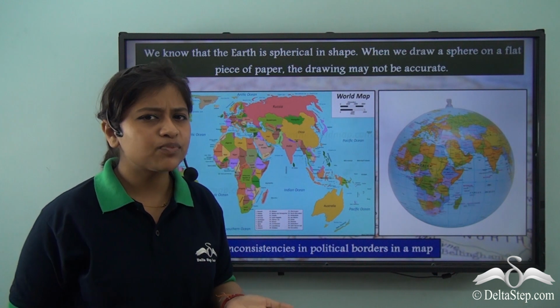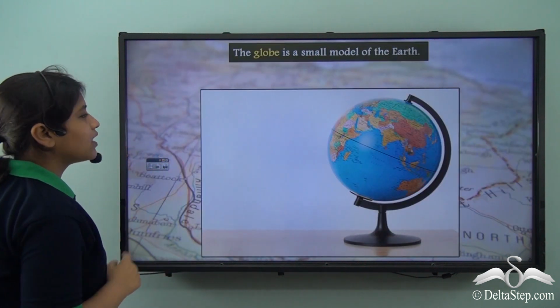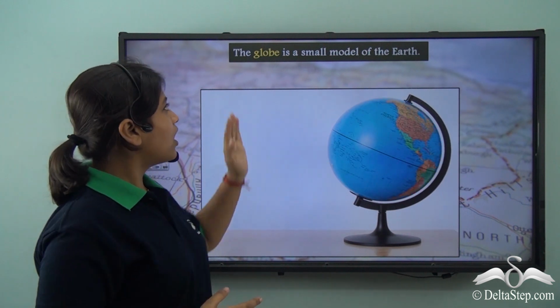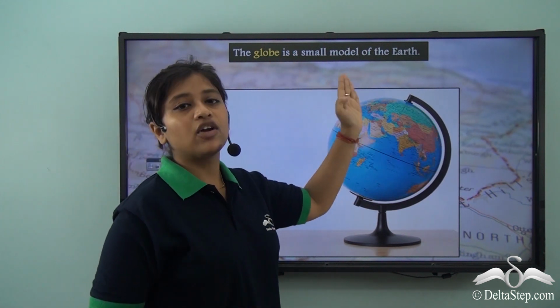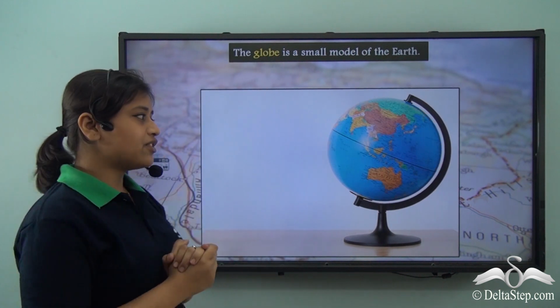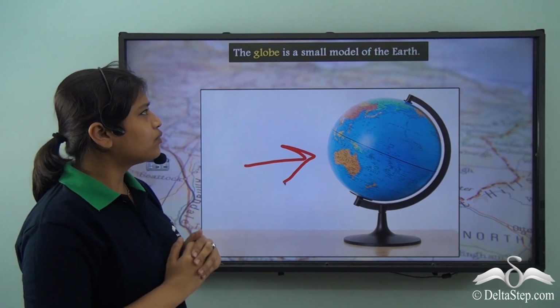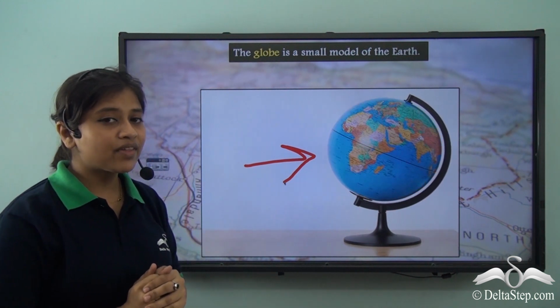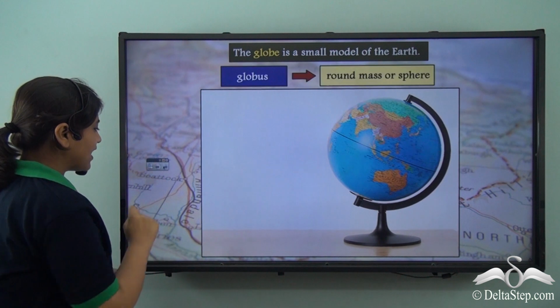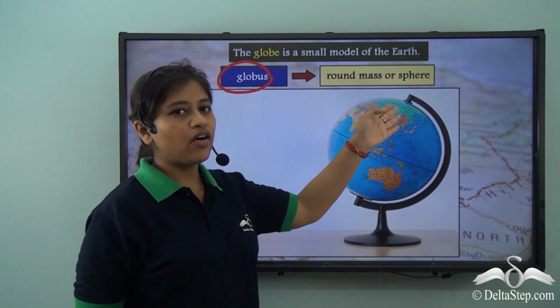Now, who will solve this problem? This will be solved with the help of a globe. Therefore, a globe is a small model of the earth. When you look at the earth from space, it will look exactly like this. Now, the word globe has come from? It has come from a Latin word globus, which means round mass or sphere.